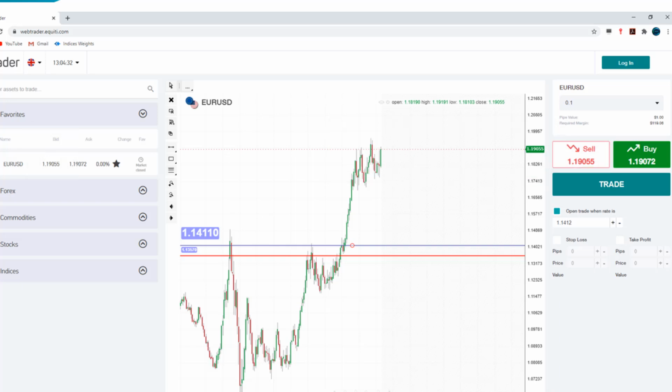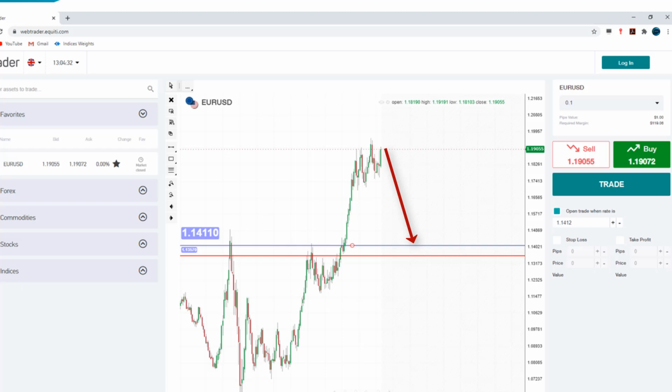Secondly, note the buy button price of 1.19072, which is roughly 2 pips above the bid price. This is the ask price, and the difference between bid and ask is the so-called spread. So we would know that the spread is roughly 2 pips.